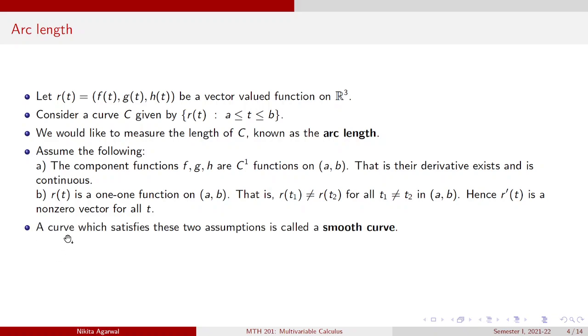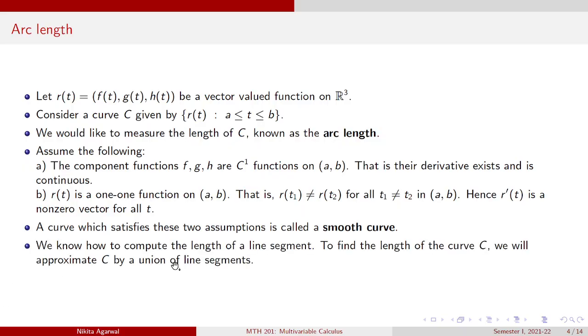Next, a curve which satisfies these two assumptions is called a smooth curve. So what is a smooth curve? A curve whose components are all C1 and which is injective. In the PDF file, I'll add a picture of a smooth curve and a picture of a curve which is not smooth. So you can look at the PDF file for pictures.